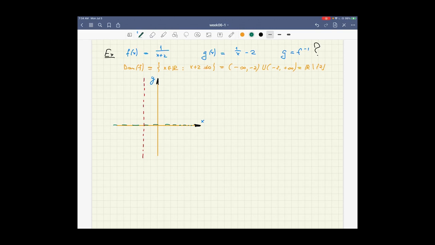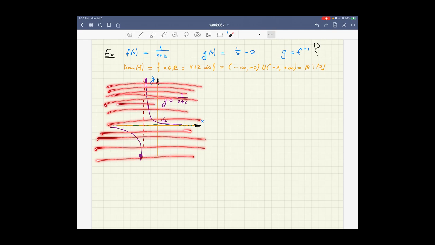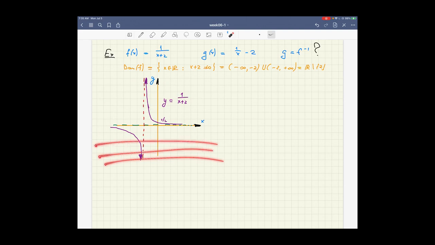The value at 0 is 1/2. And we see immediately that the function does pass the horizontal line test. There is no line that intersects with the graph of this function more than once.